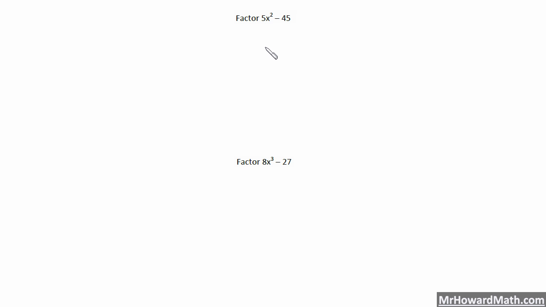We're asked to factor 5x squared minus 45. Well, the first thing we always look for is a greatest common factor. And we can see we can factor a 5 out of this term and a 5 out of this term. So we're going to do that first. So we have 5 and we're left with x squared. So we divide 5x squared by 5. So 5x squared divided by 5 is just x squared. We divide negative 45 by 5, and that is minus 9.